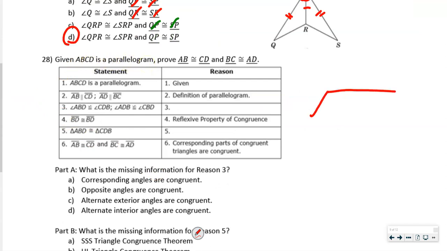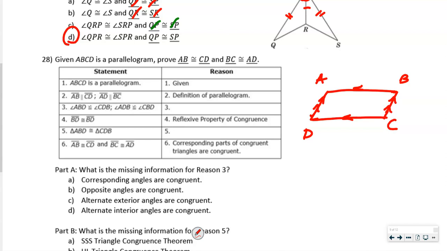All right, number 28 says, given ABCD is a parallelogram, prove that AB, yeah, I don't know where those lines went from where they were supposed to be, y'all, but we're going to work through this. ABCD is a parallelogram, so we're going to name this ABCD. This is our parallelogram, okay? See if I can clean it up just a little bit. It says AB is parallel to CD. That's true, right? And AD is parallel to BC, okay?